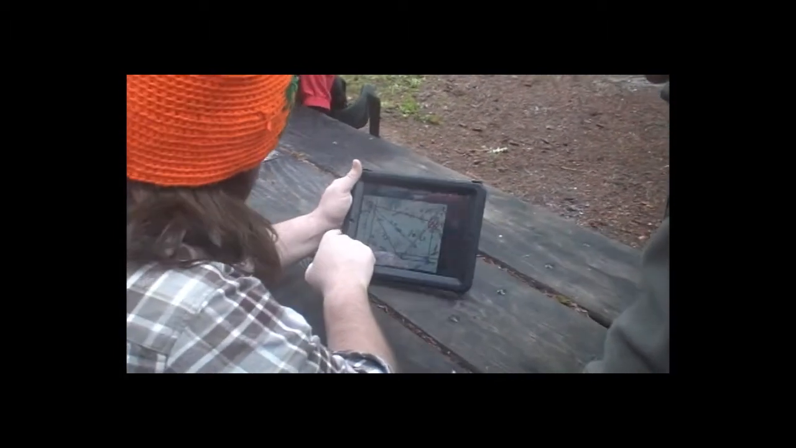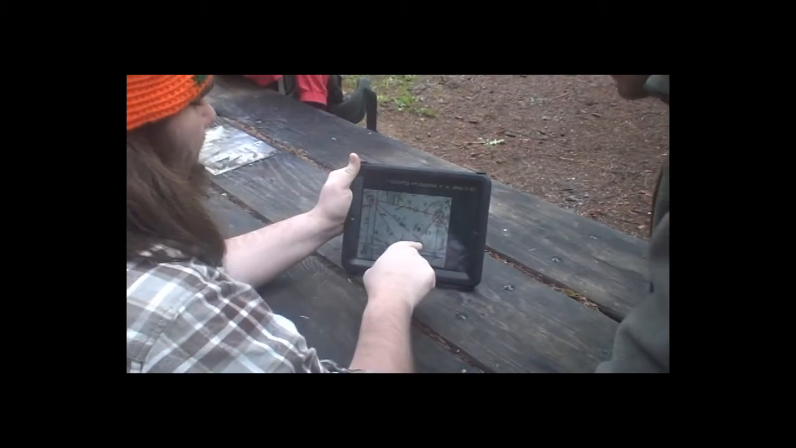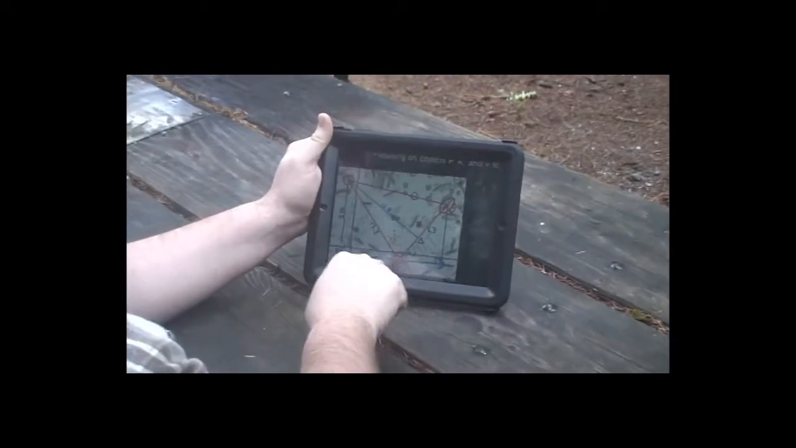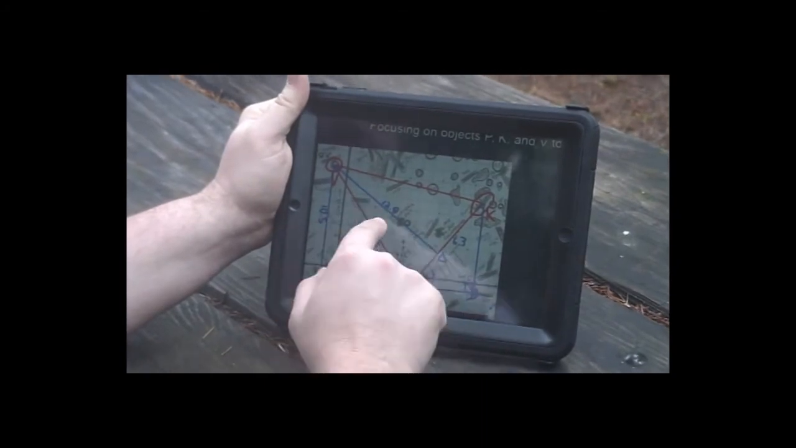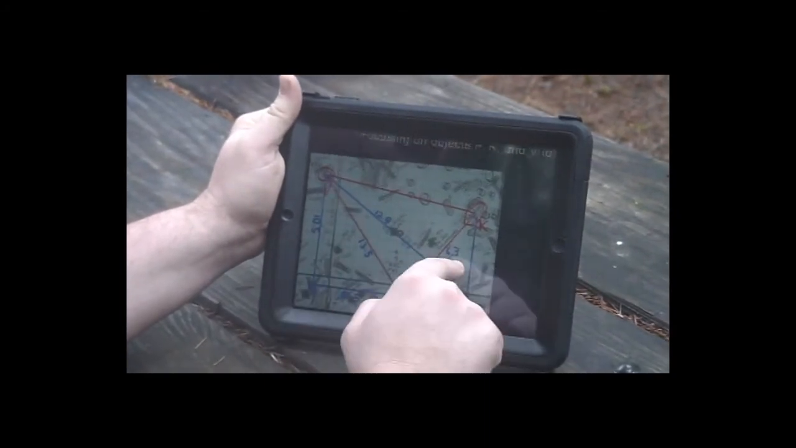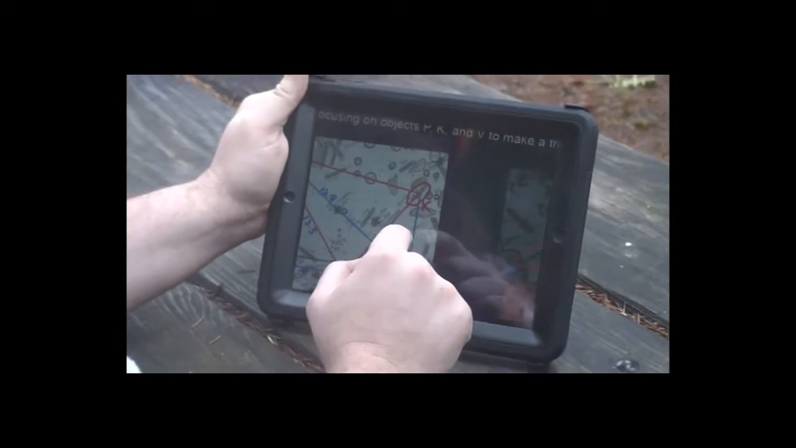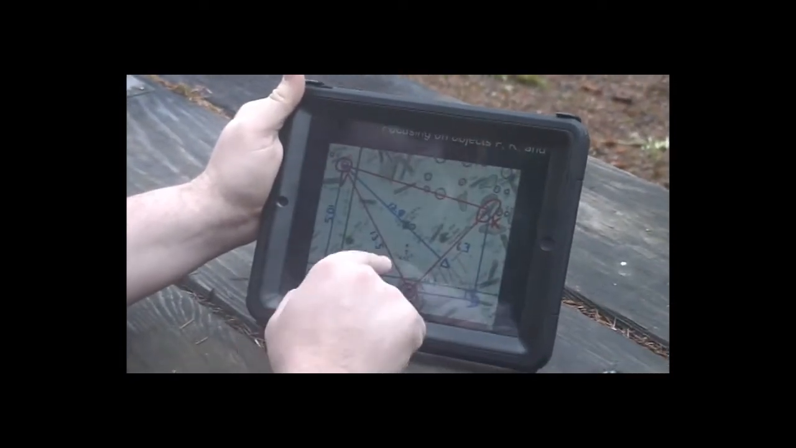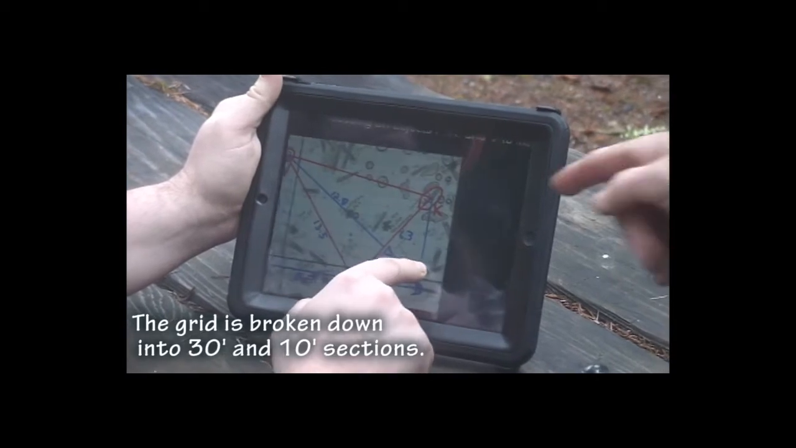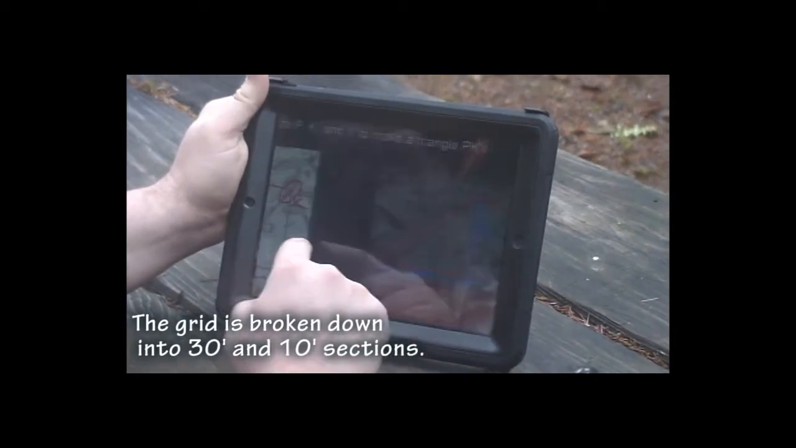I used monument V and then point delta. I took a trigonometric reading on this line here, and it comes out to 12.8, which is 128 feet, because this is 10-foot grids on the map. So that's 12.8 grid units.